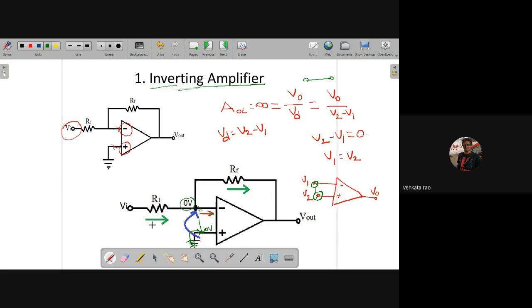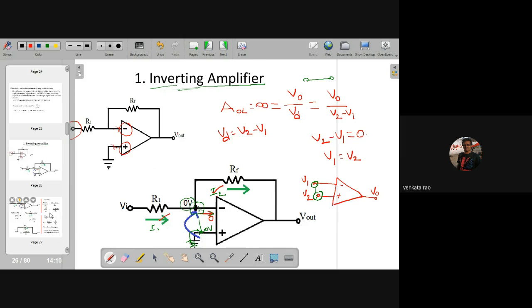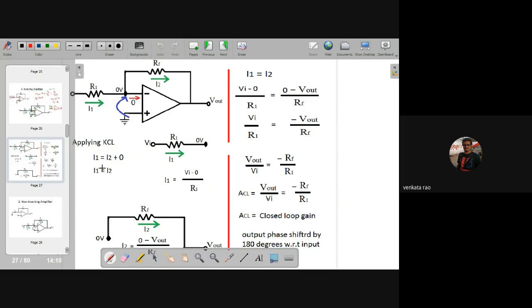Now let us take this current as I1 and this current as I2. Now, if you apply KCL at this node, I1 is entering, I2 is leaving, and this is the 0 amps, the current entering into the op amp. Now I1 equal to 0 plus I2. So I1 is equal to I2 plus 0. Now I1 is written as Vi minus 0 by R1.